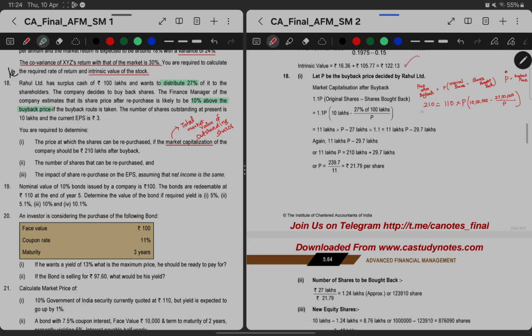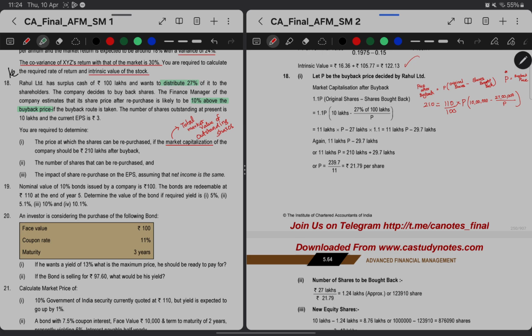The price after buyback, our 210 lakhs, equals the buyback price multiplied by the current original shares minus shares bought back, which will give us the number of shares outstanding after buyback. Now as we know it is 110% of the buyback price. So 210 equals 110 divided by 100 into P multiplied by the current original shares outstanding, 10 lakhs, minus 27 lakh divided by P. Why this 27 lakh divided by P?